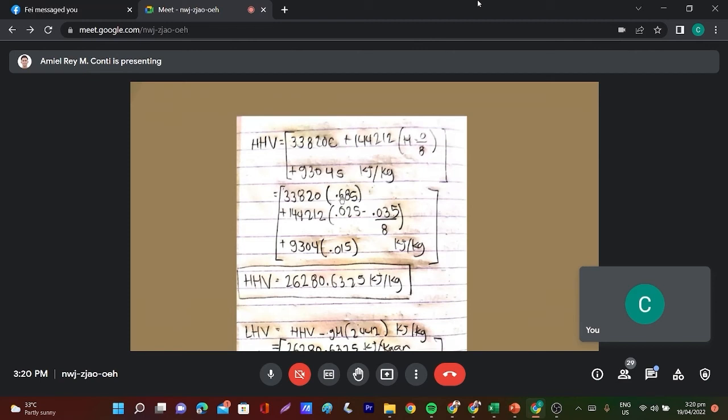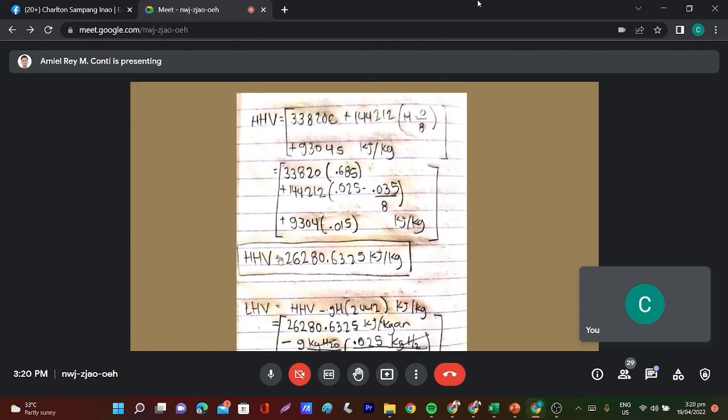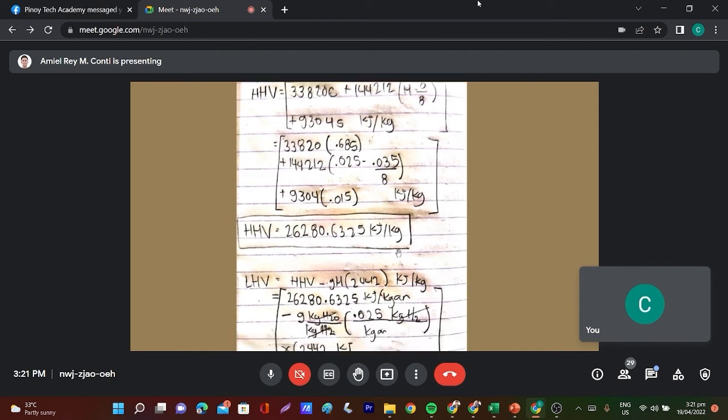So, yung 68.5%, nilagay siya as decimal, 0.685. Then, sa hydrogen, yung 0.025, then sa oxygen, yung 0.035, and then, 9,304 pala, I'm sorry. Dito sa formula natin sa higher heating value is 9,304 times sulfur. So, yung sulfur natin, which is yung given is 0.015. So, doing the math calculation, ito po nakuha natin, higher heating value is 26,280.6325 kilojoule per kilogram. You get the higher heating value.